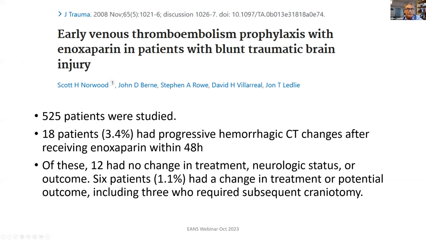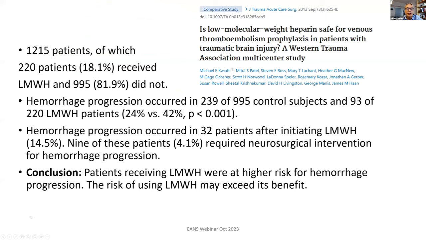Well, in this particular study of 500 patients, 3.4% had progressive hemorrhagic CT changes if we gave low molecular weight heparins within 48 hours. Six of those had a change of treatment, 3 who required craniotomy. That's from 2008, so it's getting a little bit old. Same with this study, with a higher number of patients, where they also state that patients receiving low molecular weight heparin were at higher risk for hemorrhage progression, and they also stated the risk of using low molecular weight heparin may exceed the benefit. It's rather harsh statements.